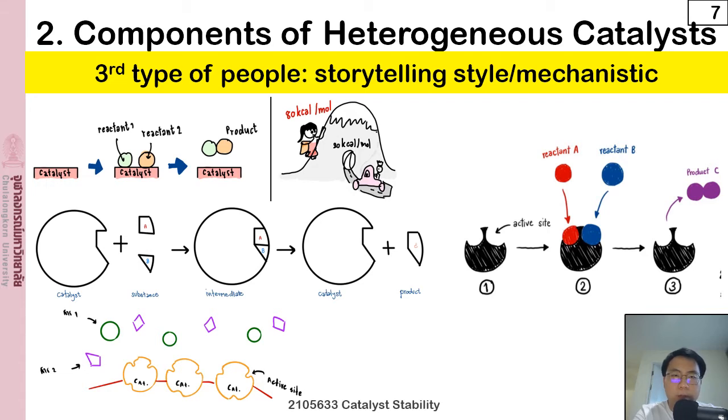And then on the second row, you can see that both people see the catalyst as a fit model, like in the enzymes that we have learned, where the lock and key model happens. So this represents the selectivity of the catalyst to the reactant to form the products.